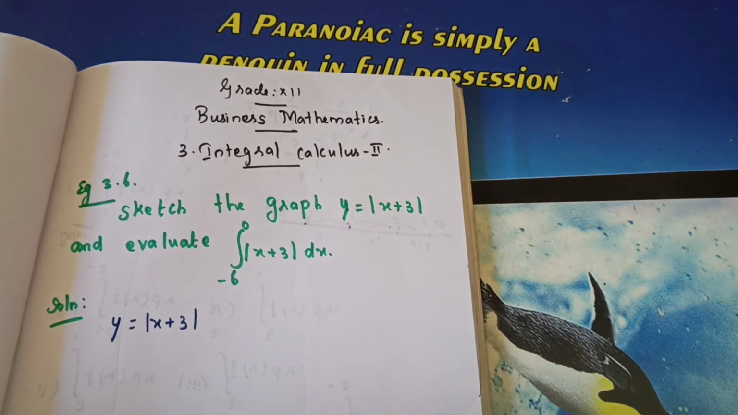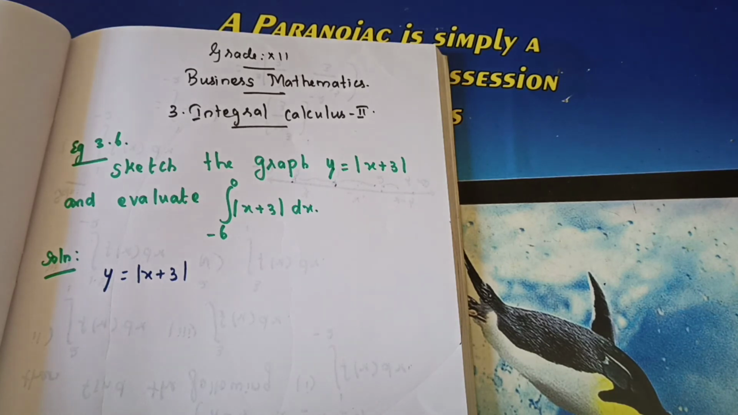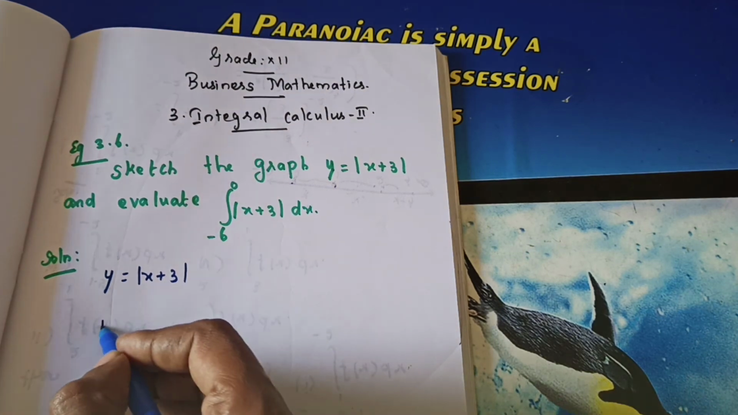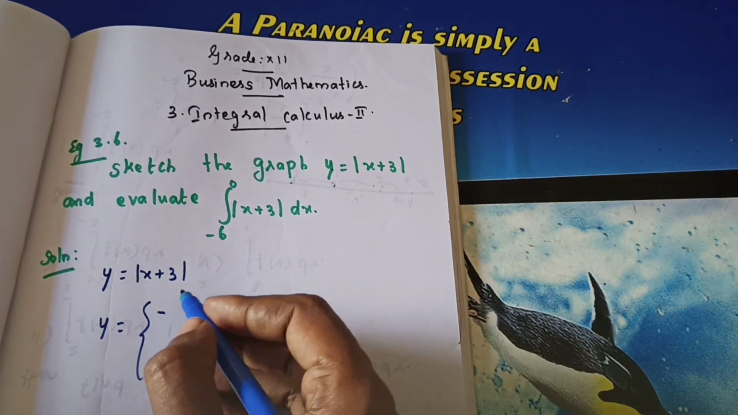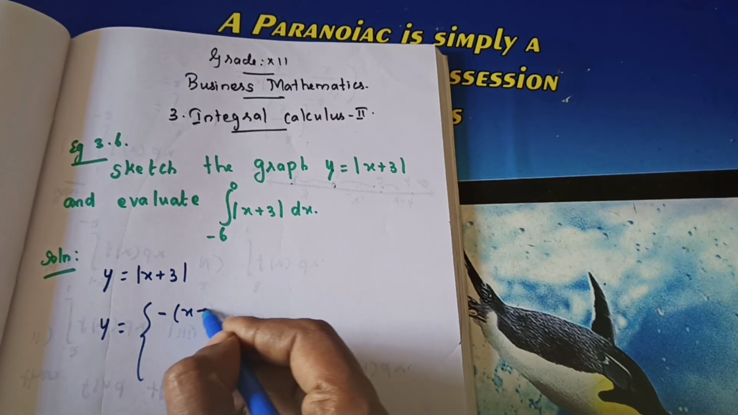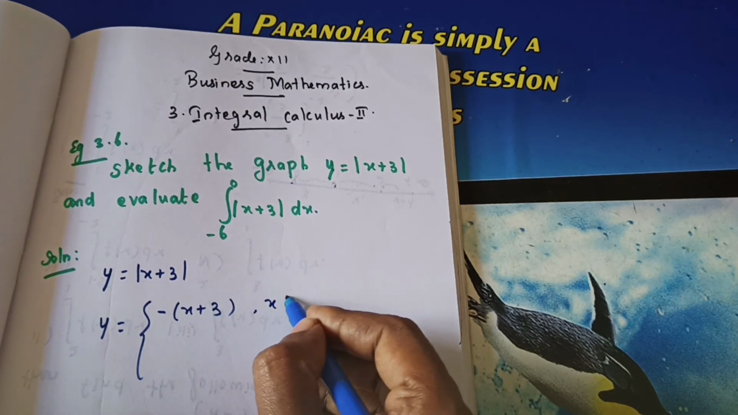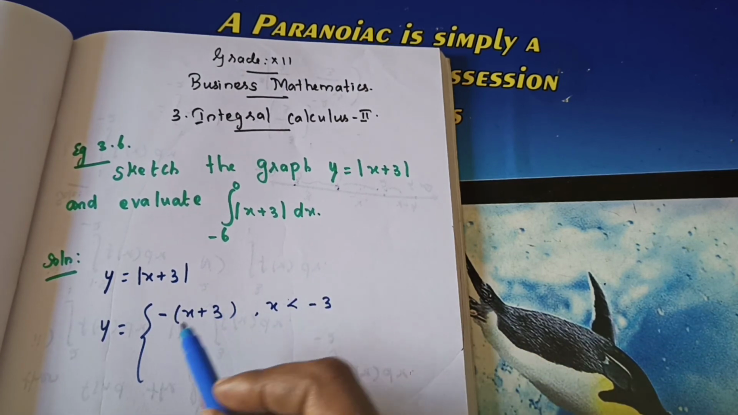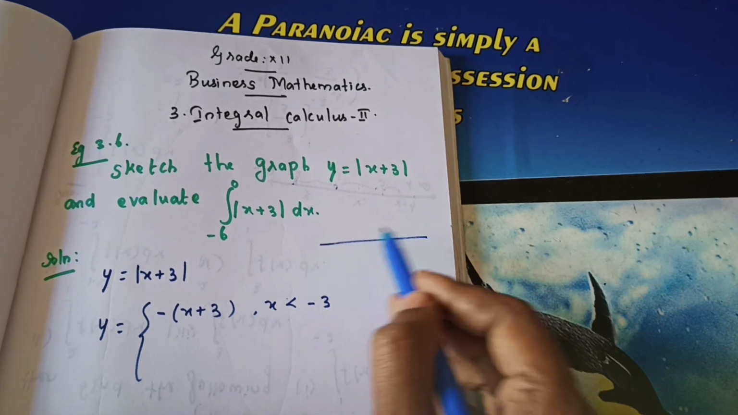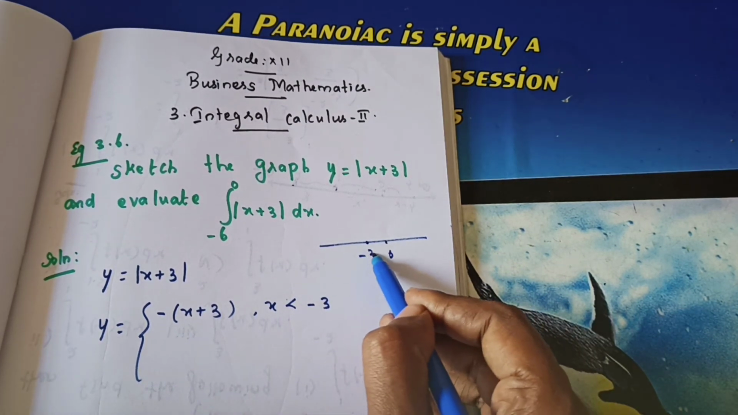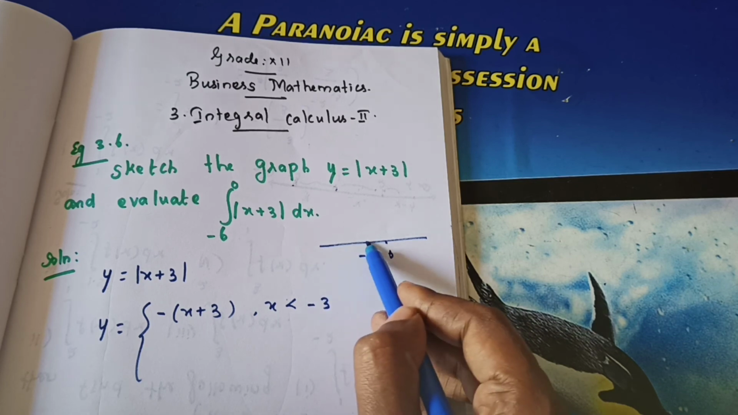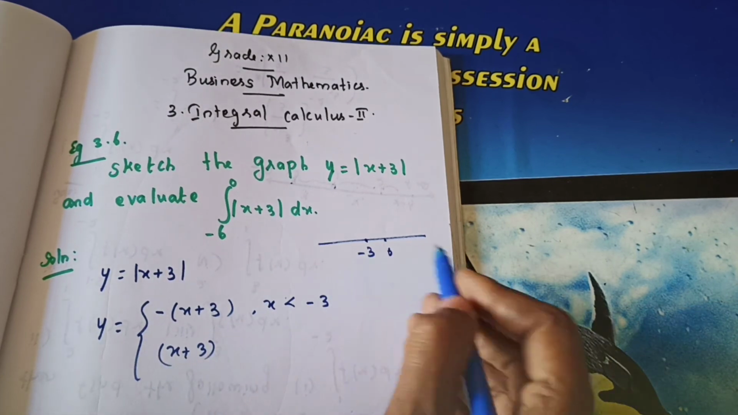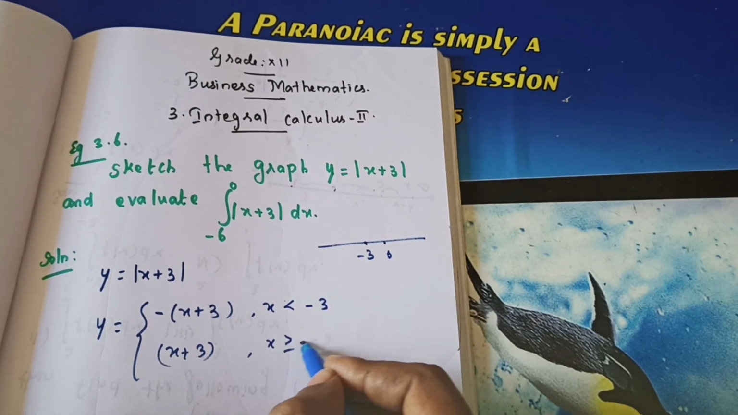Got it? So this modulus of x plus 3 means first you need to split it as 2. So how will you write this? y is equal to, one is minus, another one is plus. So minus of x plus 3 when x is less than minus 3. If the x value is less than minus 3, it means a negative value. On the number line, if it is 0 here and minus 3 there, a negative value means it will be less than minus 3. Next, positive means greater than or equal to. So x is greater than or equal to minus 3.